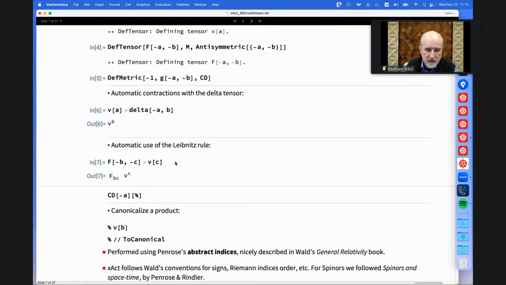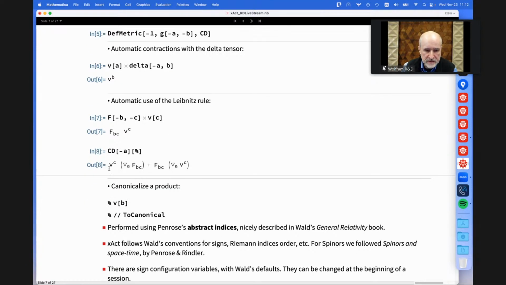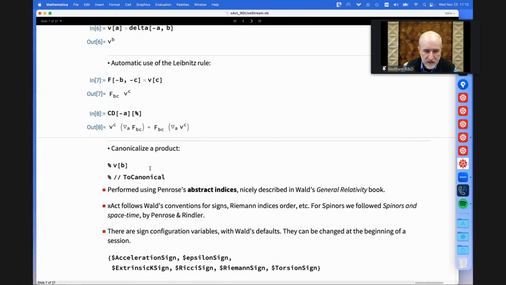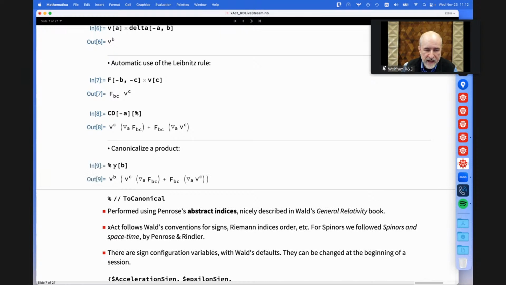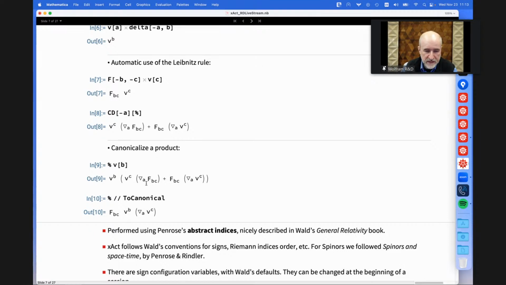We can apply, this is a product of two vector fields or two tensor fields, and we can apply the Leibniz rule, right? Just this one with the derivative of this one plus the other one with the derivative of the other one. We can now say, okay, multiply that by V with the index B. And because we know that this guy BC is antisymmetric and these two are equal, this term should disappear. And there is a super powerful function in the system called ToCanonical, which will realize which terms are 0 and remove them. That's very typical.